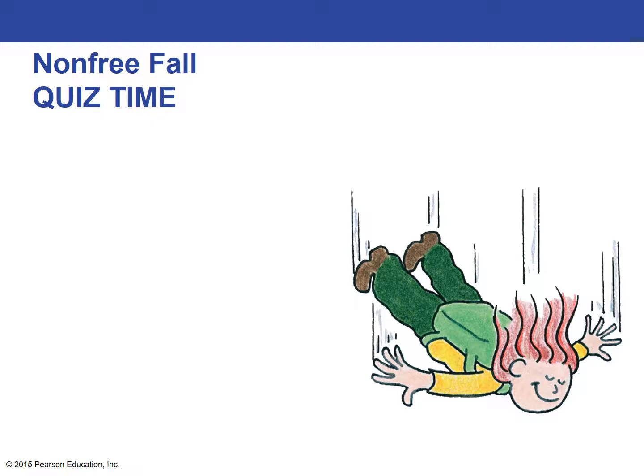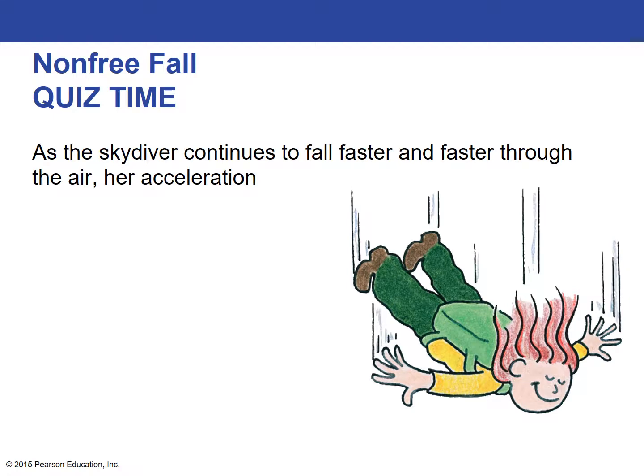So we've looked at our skydiver, and as she continues to fall, as she's going faster and faster, and air resistance becomes a factor, the net force downward decreases. If that's the case, what is going to happen with her acceleration? She is falling downward, her velocity is increasing. We cannot ignore air resistance.